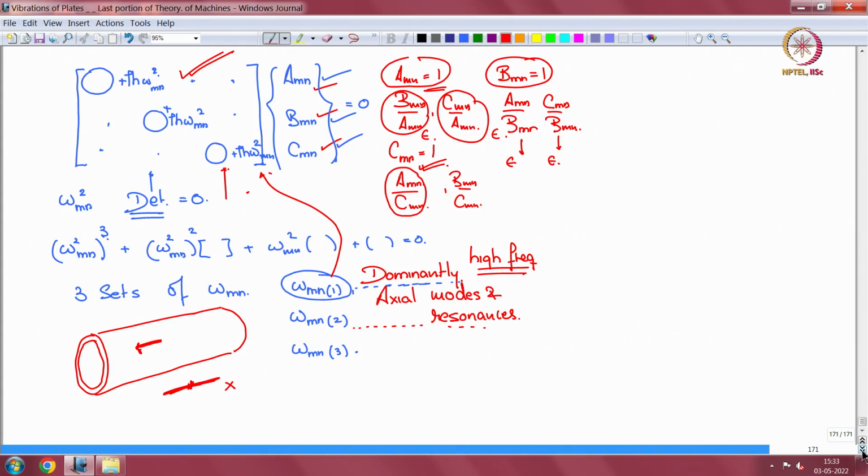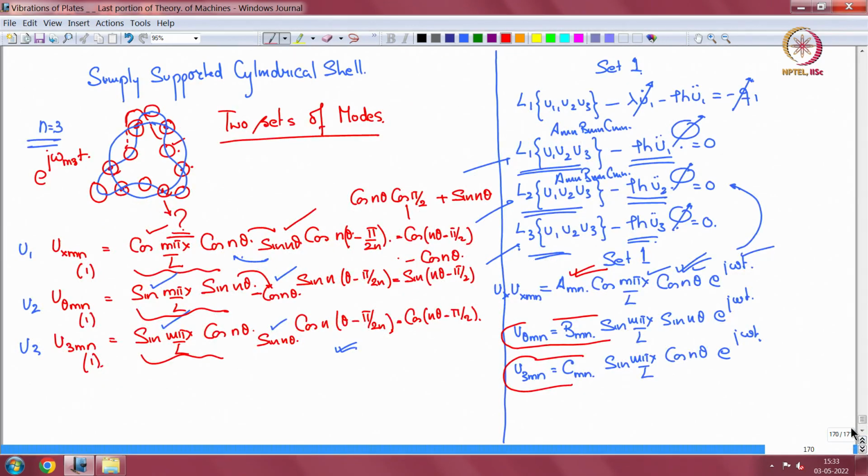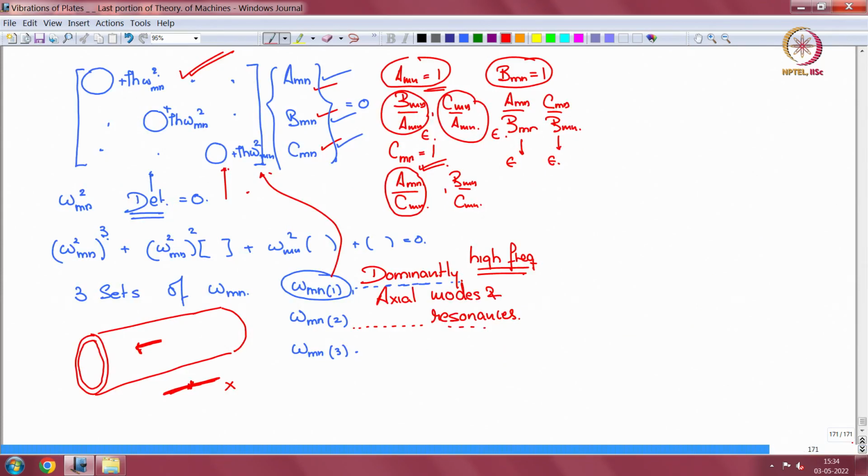Okay. Now what that would mean in terms of this description is that Bmn is dominant, Amn is small and Cmn is small. So this set of natural frequencies is describing the torsional motion or dominantly torsional motion. So these describe dominantly torsion. They are also high but next to the axial. They are also higher frequencies.